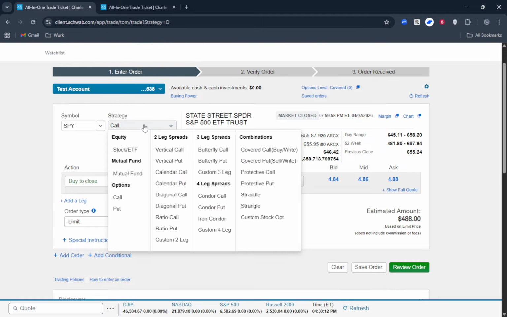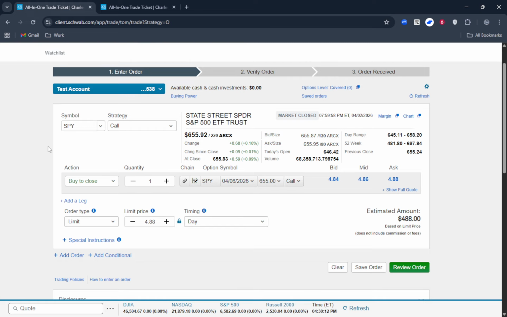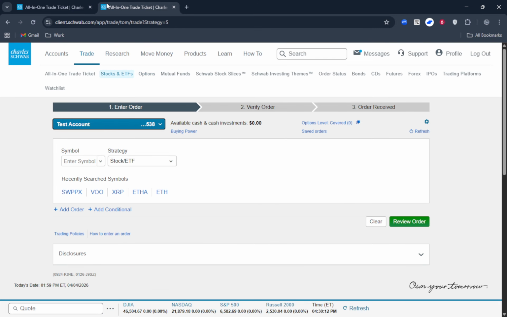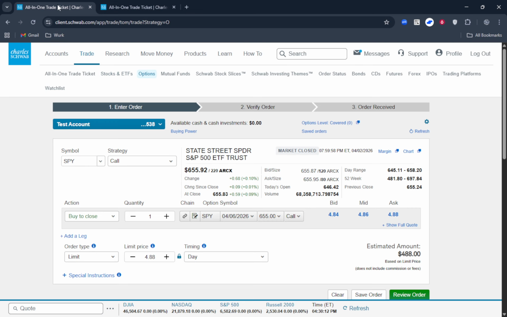Choose the platform that fits your style. Schwab.com offers a straightforward web experience, and the Schwab mobile app is convenient if you like to trade on the go. If you want deeper analytics or multi-leg strategies, Thinkorswim on desktop, web, or mobile provides advanced charts, risk profiles, and strategy tools that make complex trades easier to visualize.